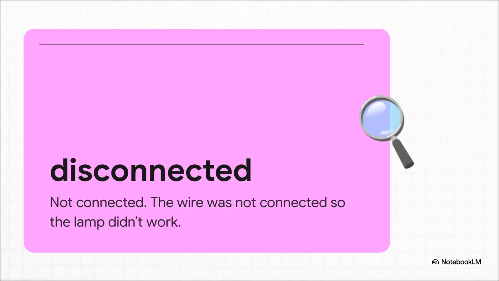Okay, let's put it all back together. We just say the syllables we found. Dis, connect, ed. Put it all together, what do you get? Disconnected! And now, the final check. Does it make sense in our sentence? He found a disconnected wire. Yeah! It means not connected. The lamp wasn't working because the wire wasn't connected. See? The strategy worked perfectly.